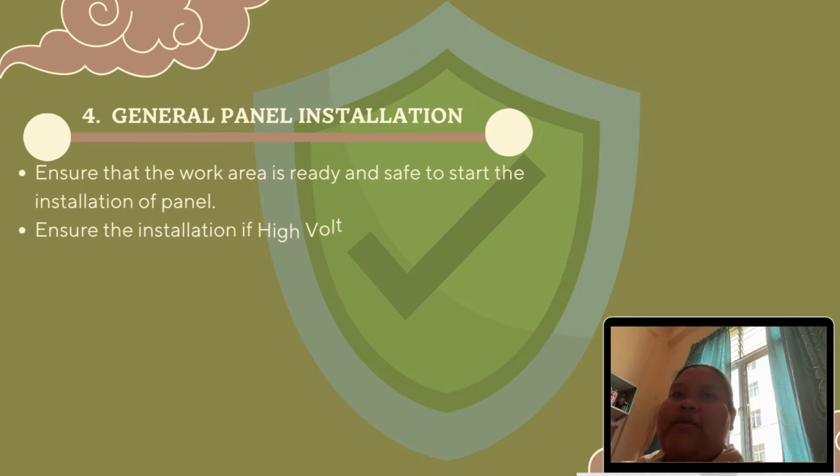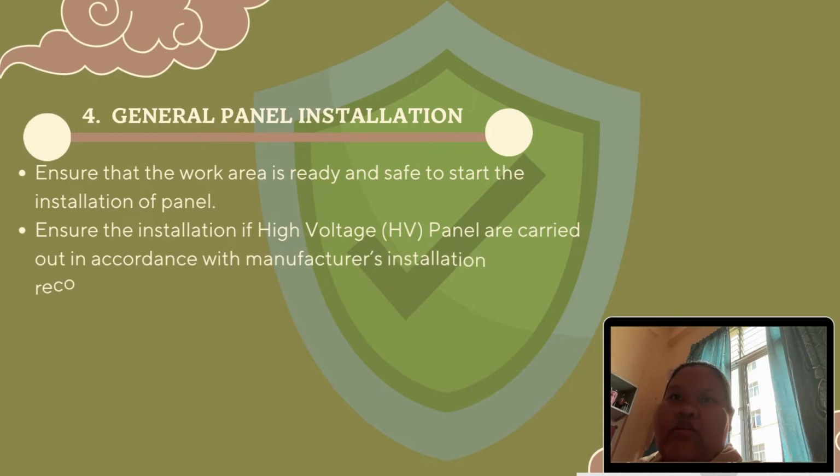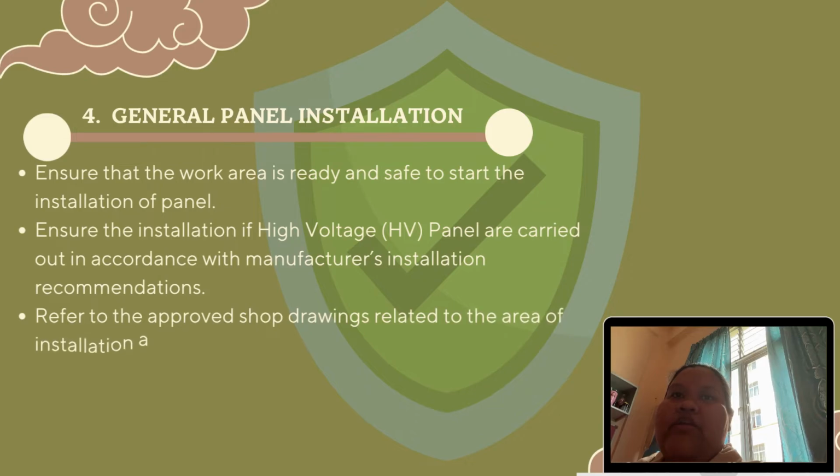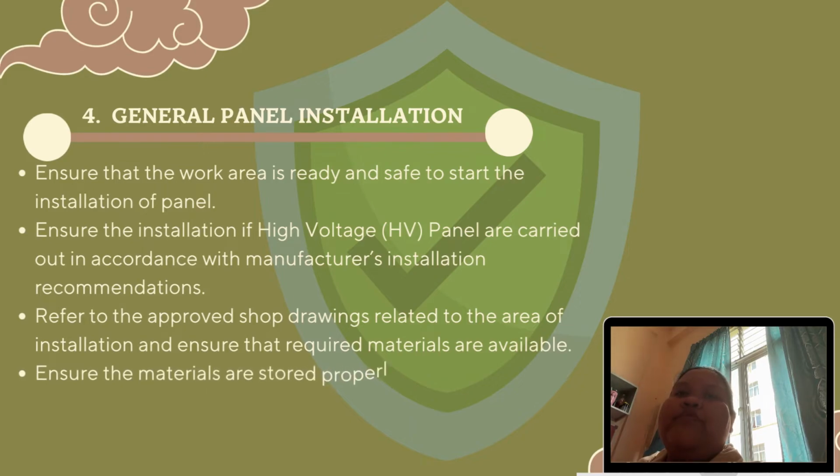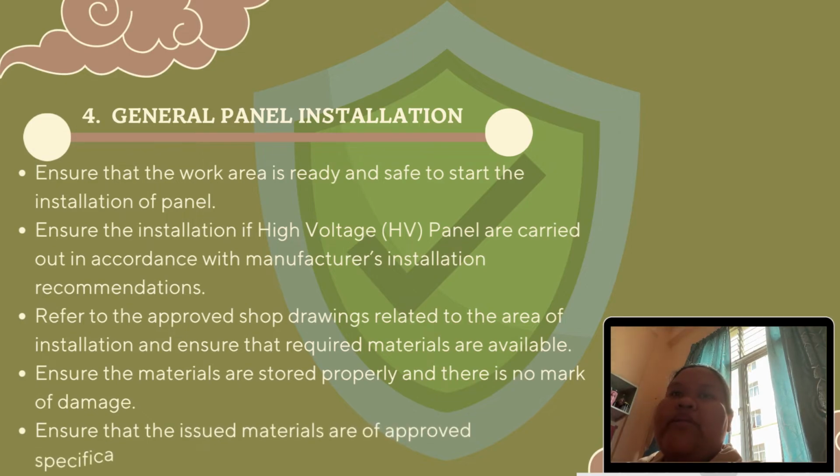Number 4 is general panel installation. Ensure that the work area is ready and safe to start the installation of the panel. Ensure that installation of HV panels is carried out in accordance with the manufacturer's installation recommendations. Refer to the approved shop drawings related to the area of installation and ensure that the required materials are available. Also, ensure that the materials are stored properly and there is no mark of damage. And next, ensure that the issued materials are approved according to the specification.